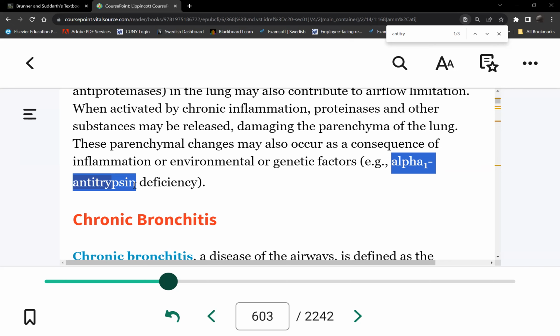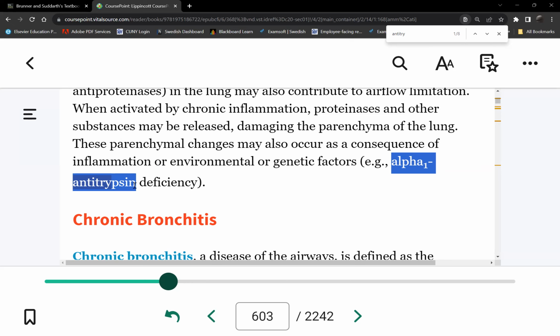Think of it as our own natural Clorox. It will kill and destroy foreign debris, keeping our airways clear and clean.